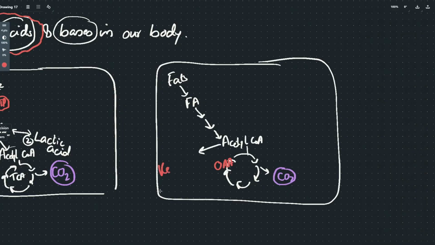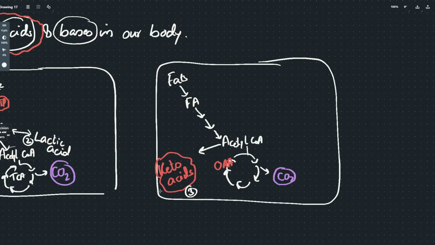So keto acids, for example, beta-hydroxybutyrate. So keto acids are another type of acids. So three types of acids we have discussed up till now: the pyruvic acid, lactic acid, and keto acids, for example beta-hydroxybutyric acid, right? So this is about the fats.